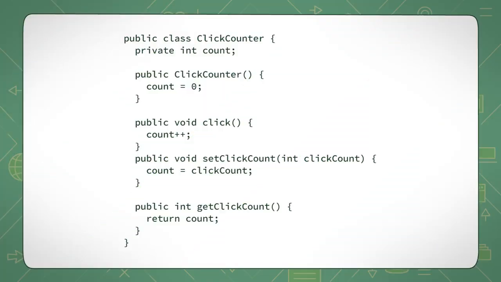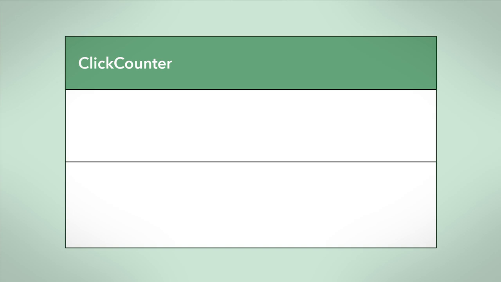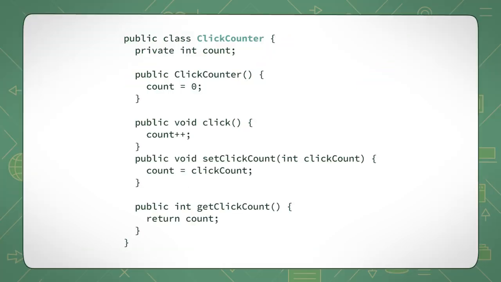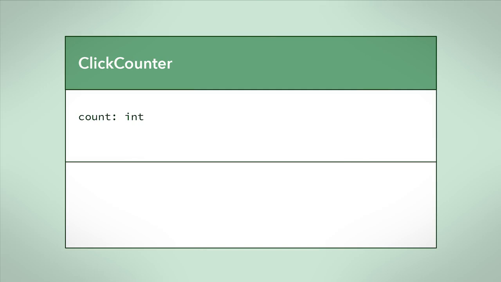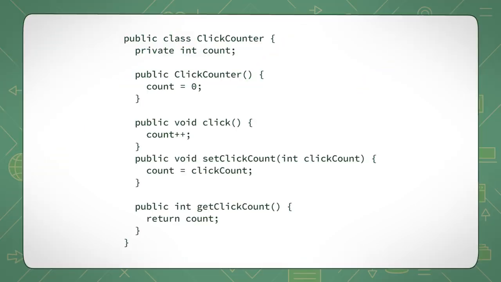Converting code to class diagram is also straightforward. Consider, for instance, this code. To convert this code to a class diagram, we identify clickCounter as the class name, since that's what the class is named in the code. We then set the member variable count as a property. This property has the type int. Finally, the methods setClickCount and getClickCount become operations.